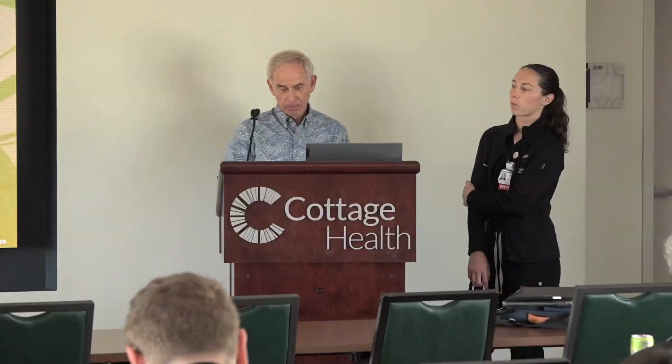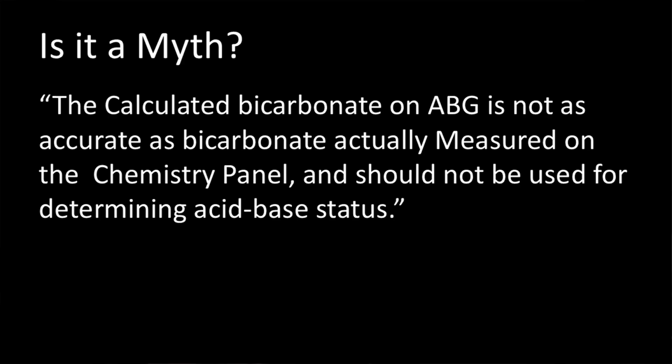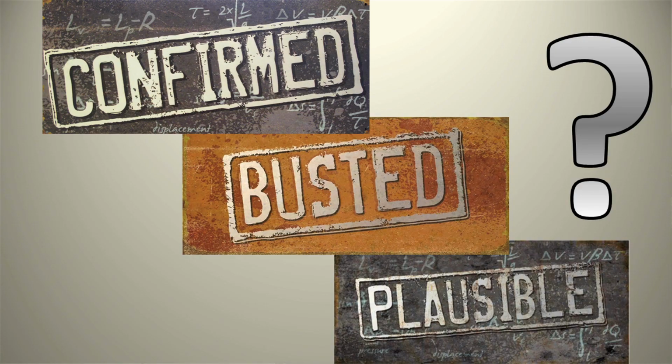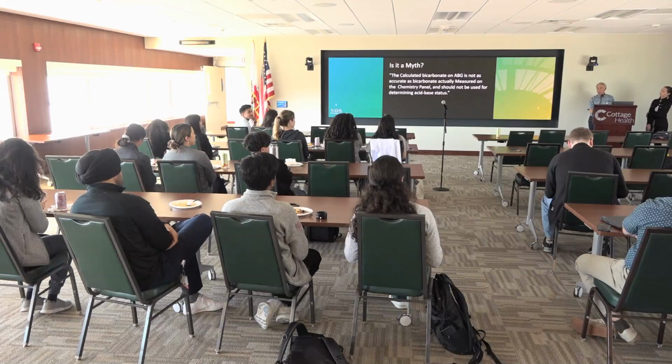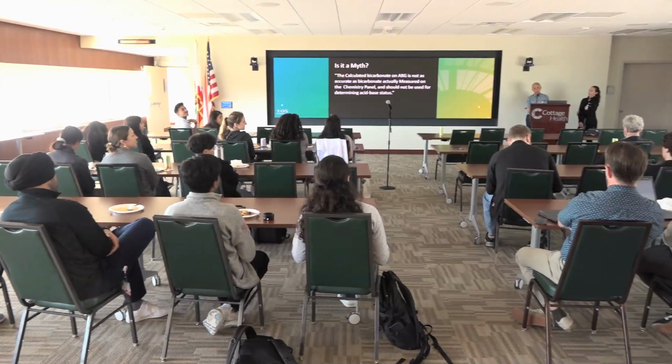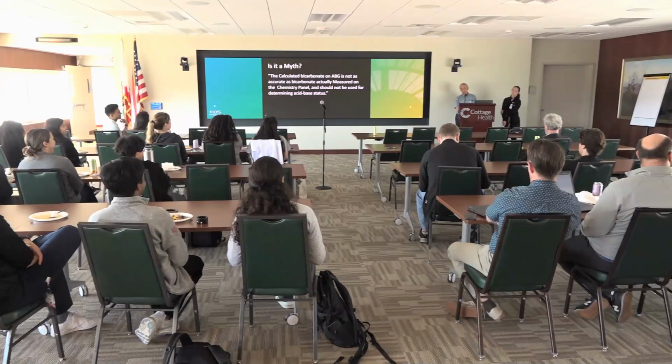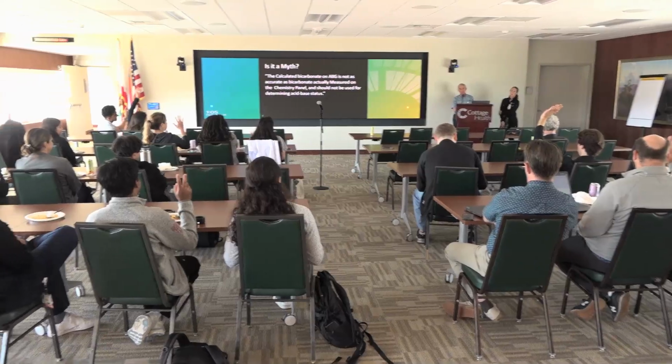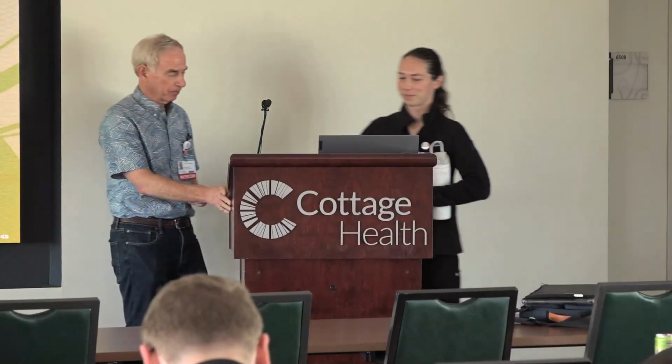All right, well, I guess it's time to vote. So the calculated bicarbonate on the ABG is not as accurate as the bicarbonate actually measured on the chem panel and should not be used for determining acid-base status. How many think this is now still true? How many think it's plausible? How many think this is just busted? We're not going to be looking at that anymore. I think it's busted, so why don't you just click that?